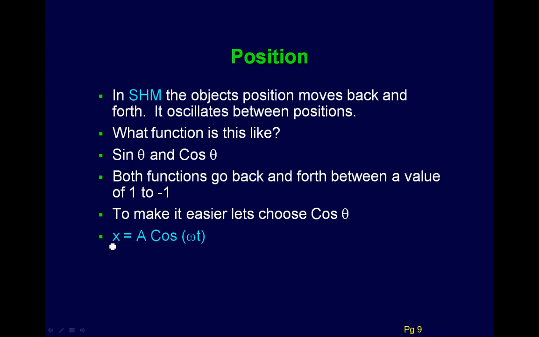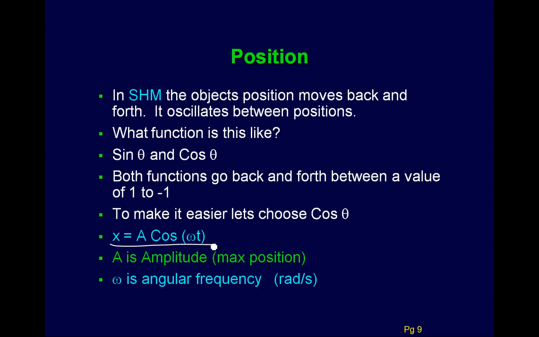And so I'll talk about my position as being x equals A times cosine omega times t. A is the amplitude, which is the maximum position. Cosine goes from 1 to -1, and so the maximum value of x would be A and then negative A. So it goes back and forth between A and negative A. And omega is called the angular frequency, which is in radians per second.